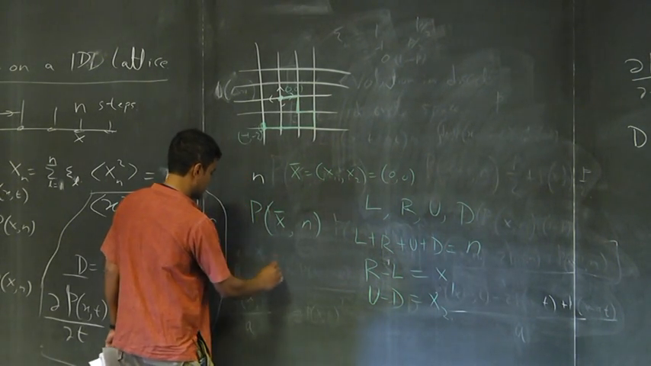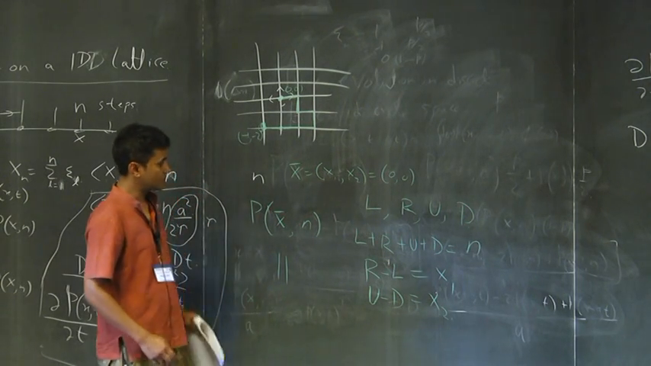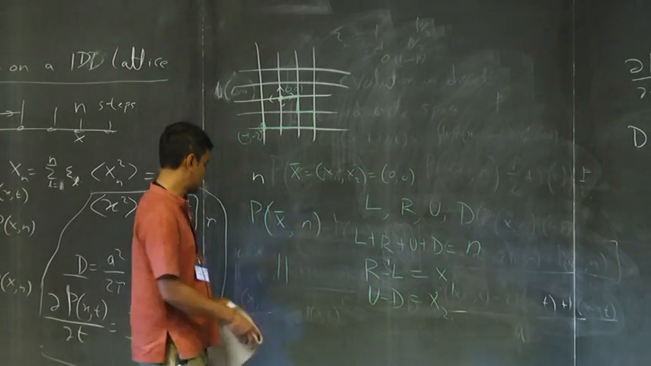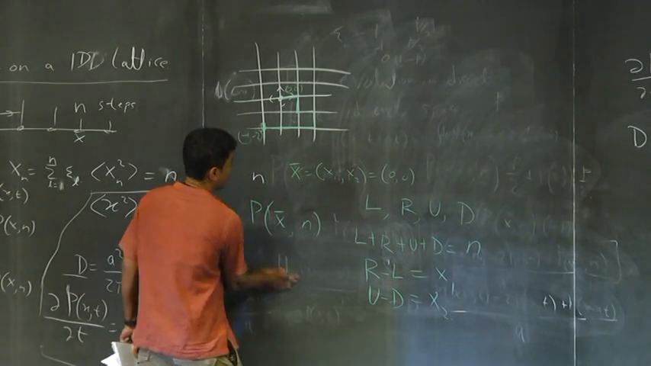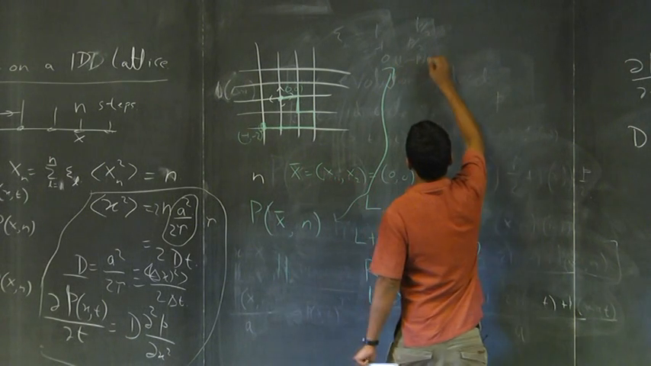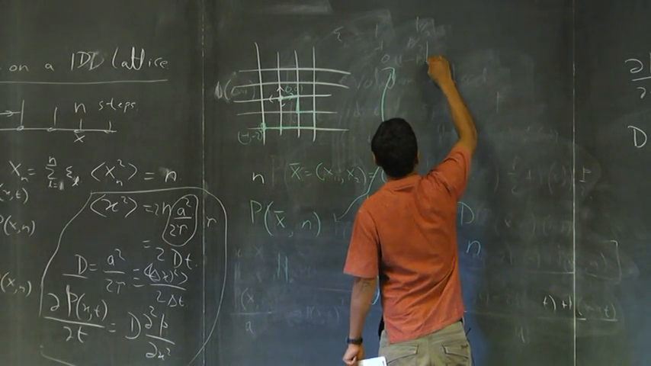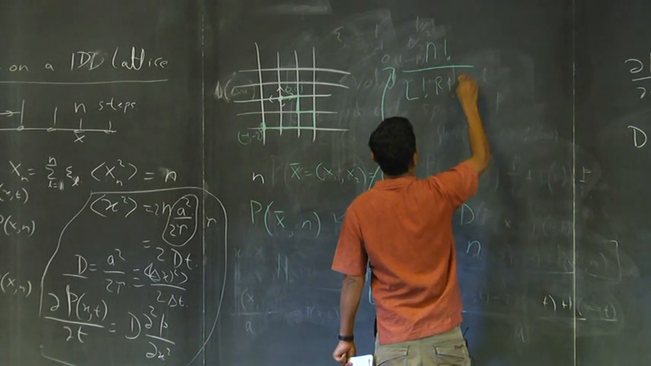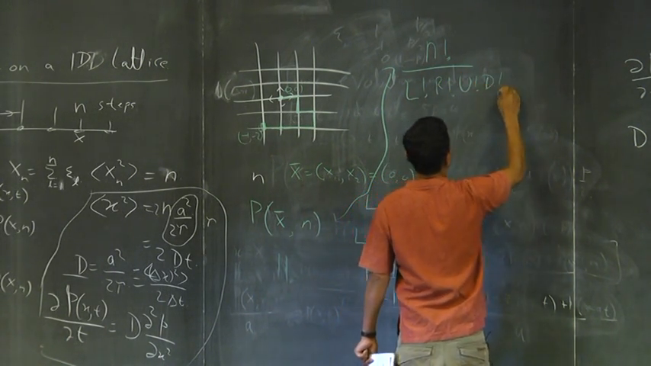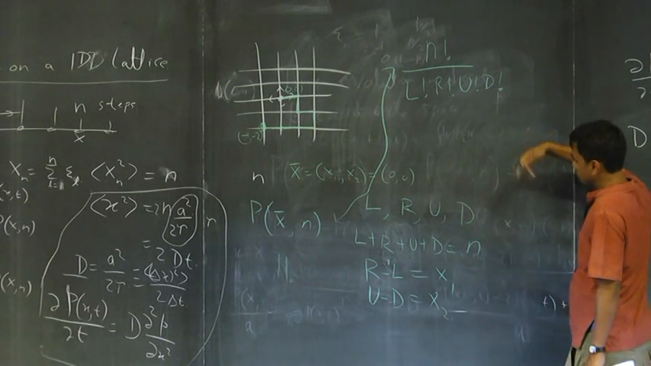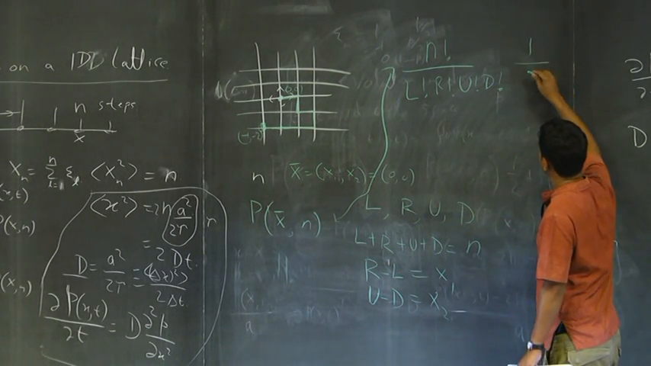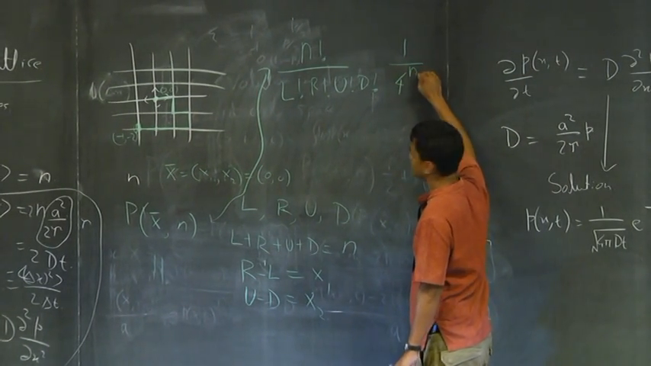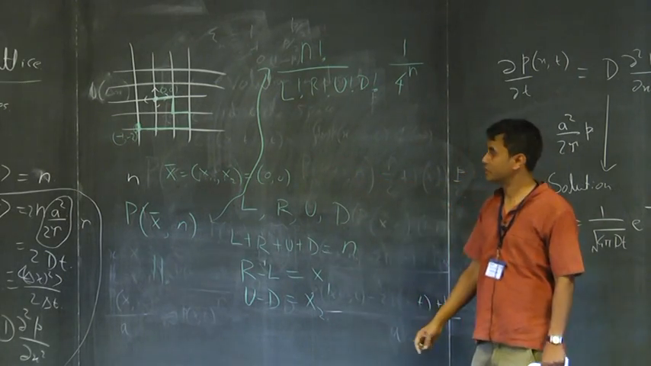So what is the answer? The first question is how many ways can you choose this L, R, U, D. Let me write it here. The number of ways of choosing is basically n factorial over the product of the factorials, and then the probability of each configuration is, of course, 1 by 4 to the power n.